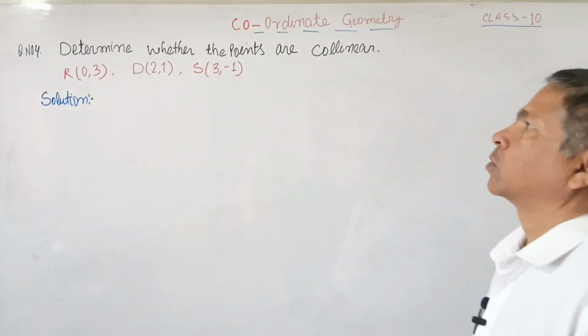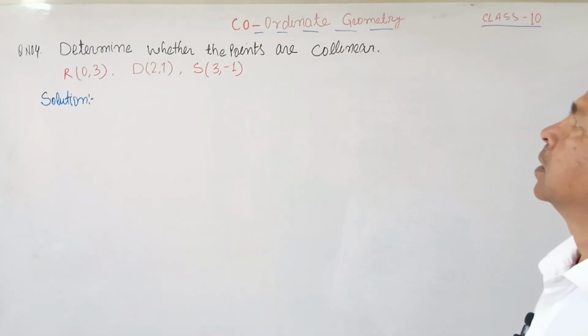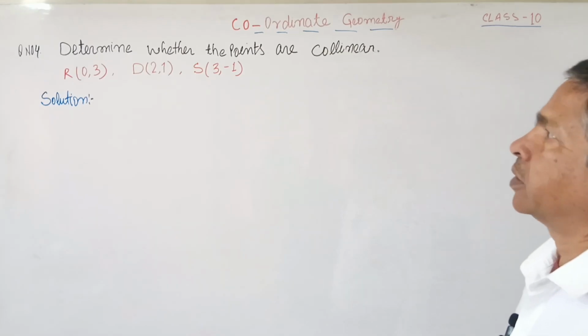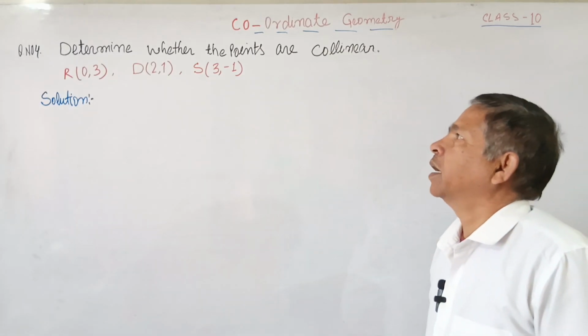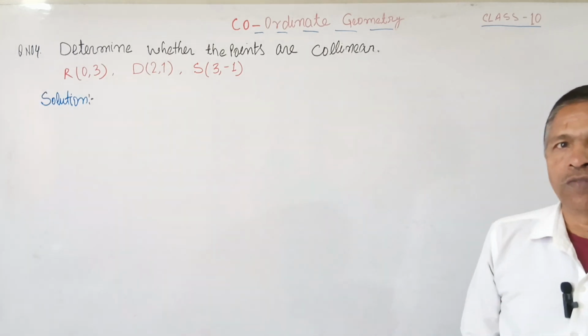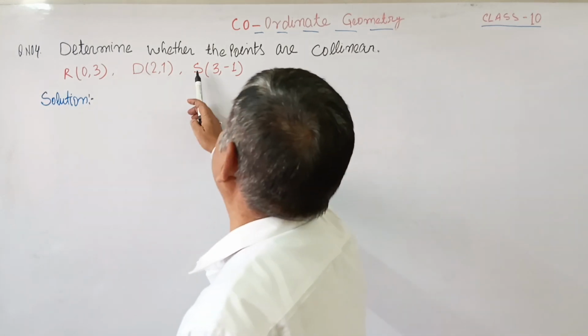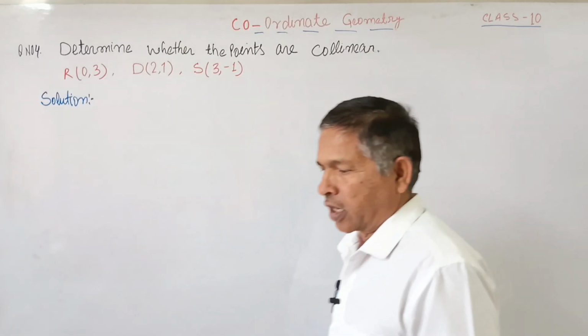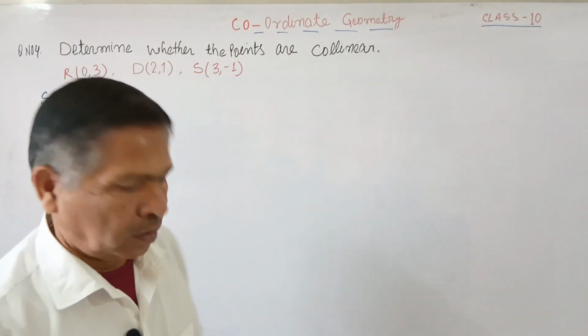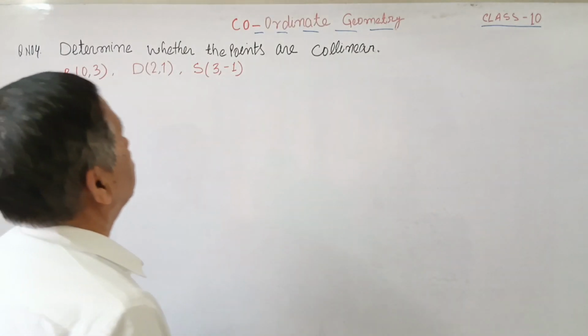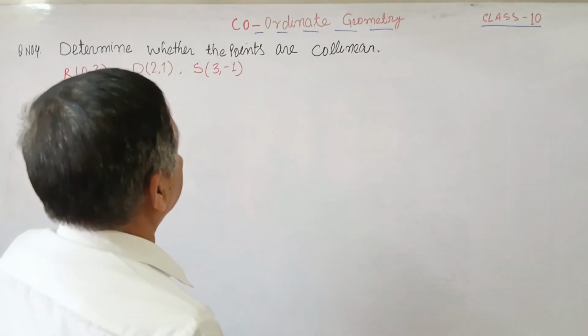Today I am going to solve a question of coordinate geometry, and in this question we will see whether the 3 points, that is R, D and S, are collinear or not. So we will start like this.